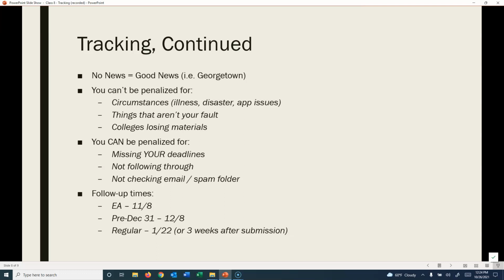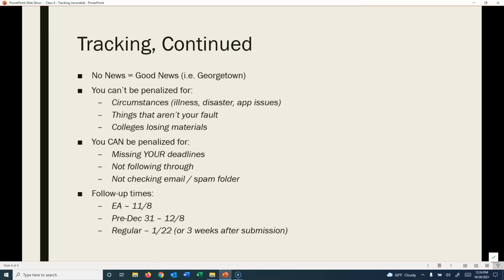And colleges lose materials all the time, guys. They may say, hey, we know you probably sent this in, but we can't find your transcript or your teacher rec. Could you follow up with that person? Now, you can be penalized if you miss your deadline. If you don't meet the November 1st deadline, it's going to get moved to regular decision. If you miss the regular decision time, that's it.